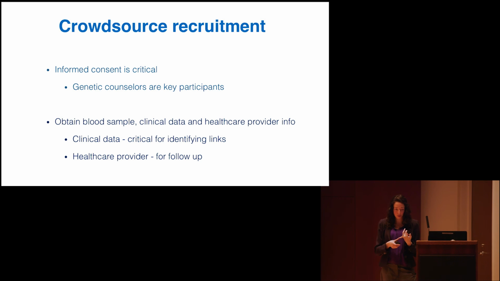We obtain a blood sample from the individual that we can use for DNA sequencing. We ask them to fill out a clinical data questionnaire, and we ask them to give the information for their healthcare provider. And as I mentioned, the clinical data is critical for identifying the links between the differences in DNA and the medical outcomes. And healthcare provider information we like to include so that there's an individual that can follow up with them if there's something that's relevant to their care, because if we scale up this study, we're not going to be able to do that for everyone. So we want to be able to have a way to work it into the system that already exists.